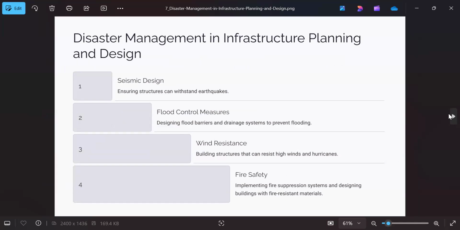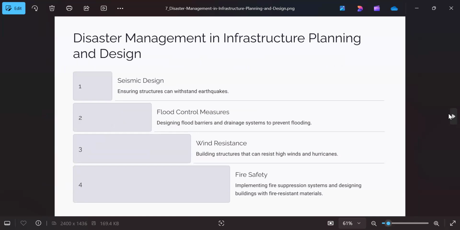Then a very important thing is disaster management in the infrastructural planning and design. So you have to ensure structures can withstand earthquakes, with seismic design. Then flood control measures should be there, designing flood barriers and drainage systems to prevent flooding.